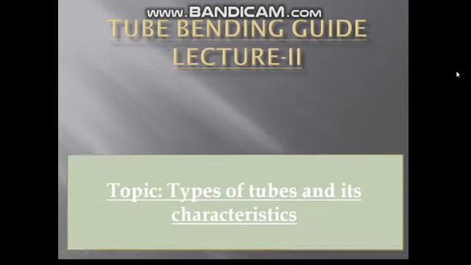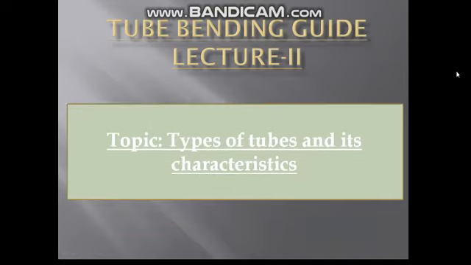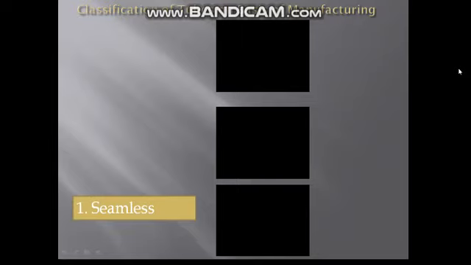In our second video, we'll continue our tour of tube bending operations. In this video, we'll talk about types of tube and their characteristics. Depending upon types of manufacturing process, tubes are of three types. First, we'll discuss seamless tube manufacturing process. In this process, tubes are formed through extrusion process.